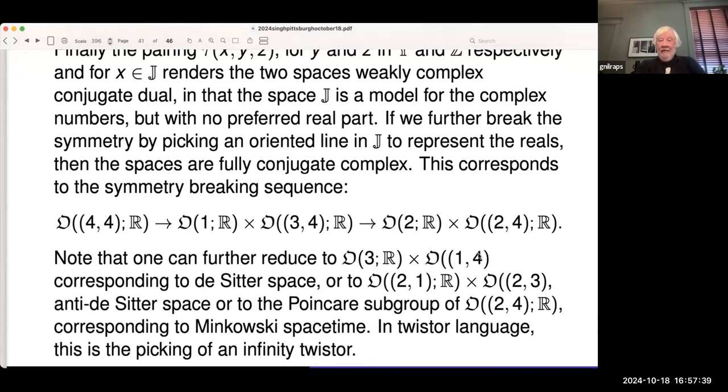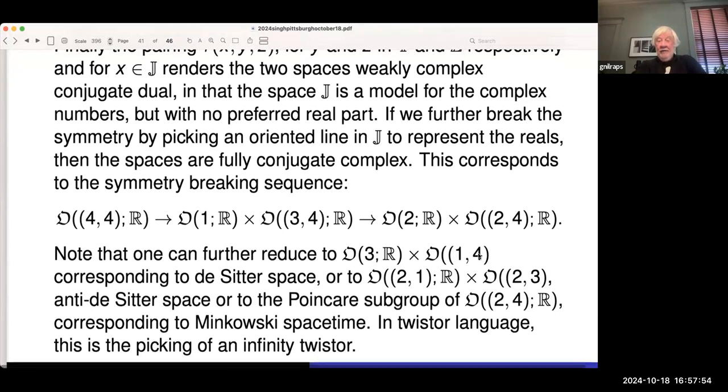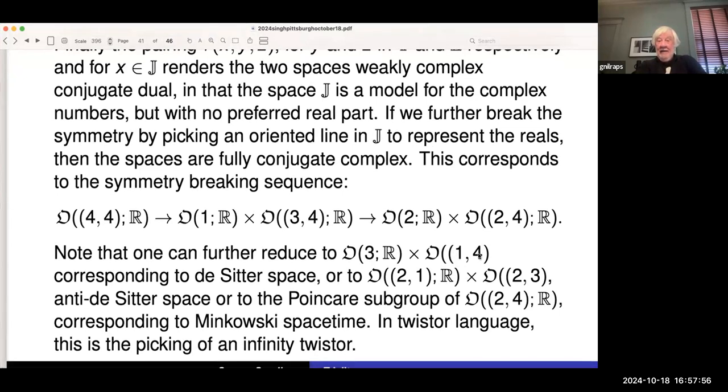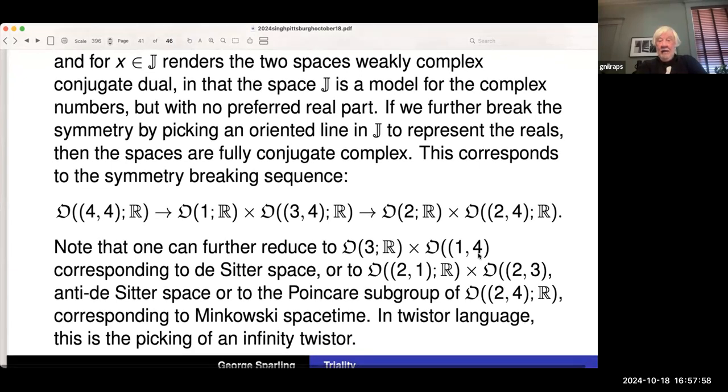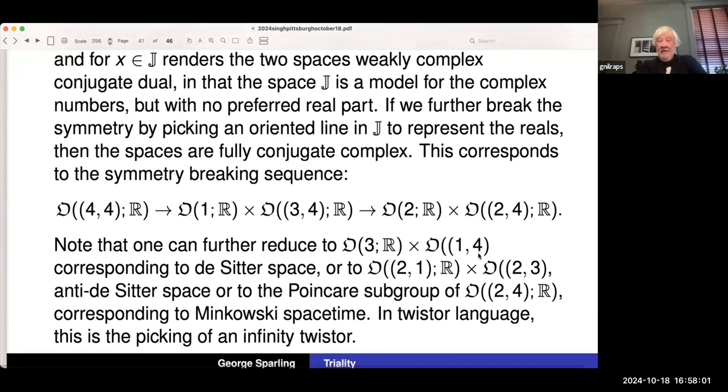So I think I've made a fairly solid case that triality is relevant to twistor theory, and that one should in fact take this triality seriously. How it fits in with physics is not entirely clear, but certainly there's some promise there.